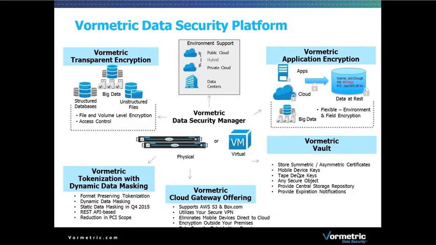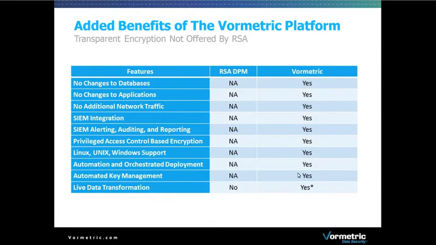So that, of course, is the security platform with the additional capabilities of transparent encryption and our cloud gateway. And so on paper, if you want to understand, well, is there anything that we might be using at RSA DPM currently that may overlap with transparent encryption? The answer is no. And the beauty of the transparent encryption offered by Vormetric, number one, is that there are no changes to any database or any Hadoop distribution or NoSQL environment that you want to protect with our transparent encryption.